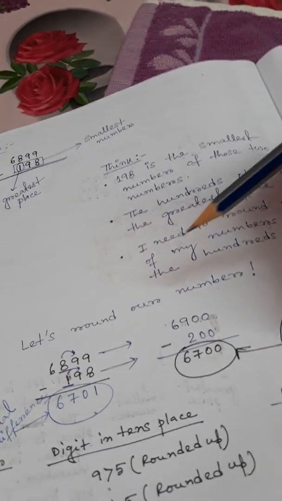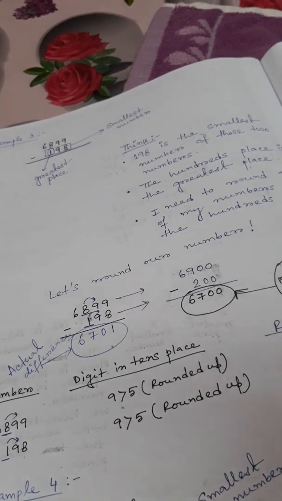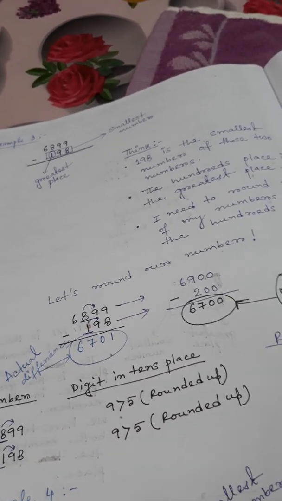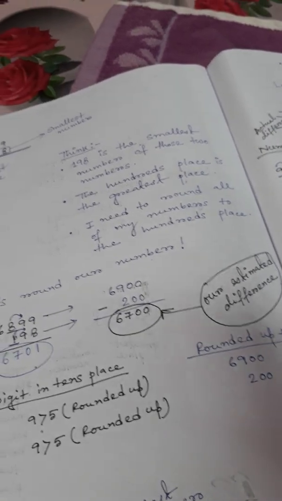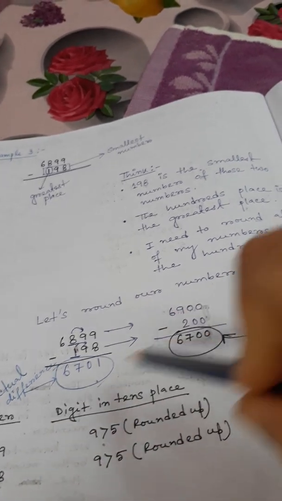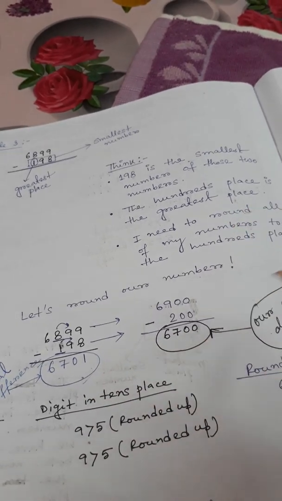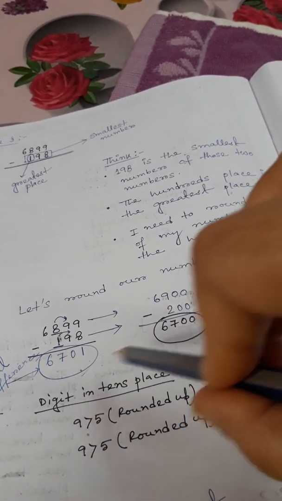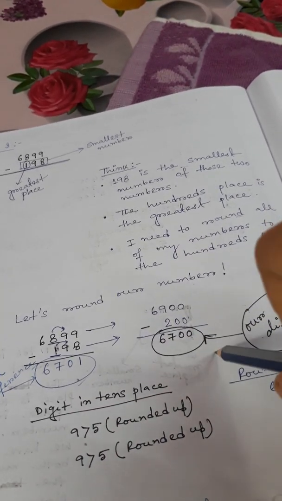Okay, let's round our numbers this way and find out what digit is in the tens place or hundreds place. What we are doing is rounding up to the hundreds place or tens place or thousands place; you have to find that out first, and then you start rounding up and find our estimated difference and the actual difference. See this comparison: this is 6701 and this is 6700. So the answers are very near to each other. So that is a very good estimation. This way we have to solve those estimation problems.